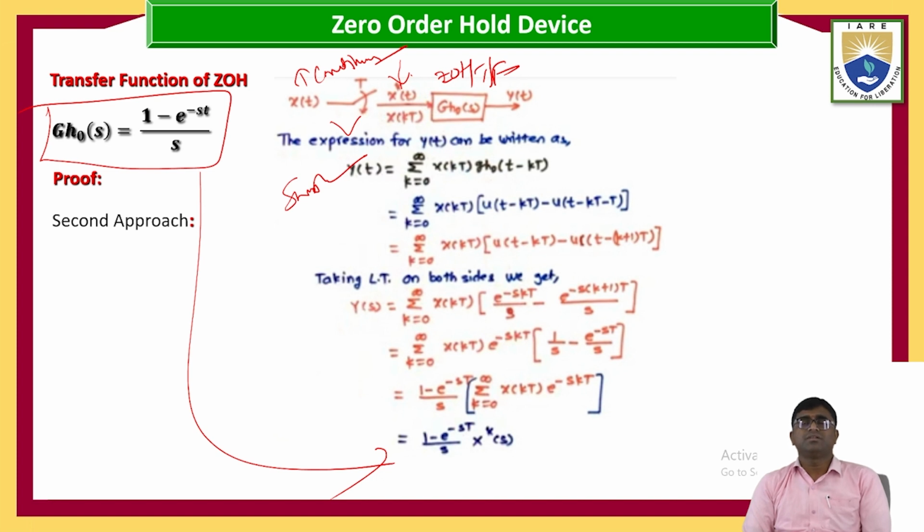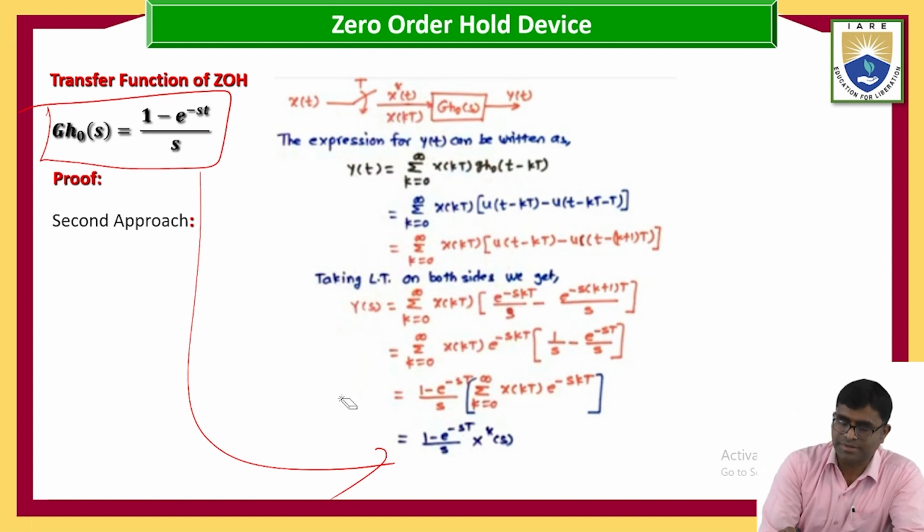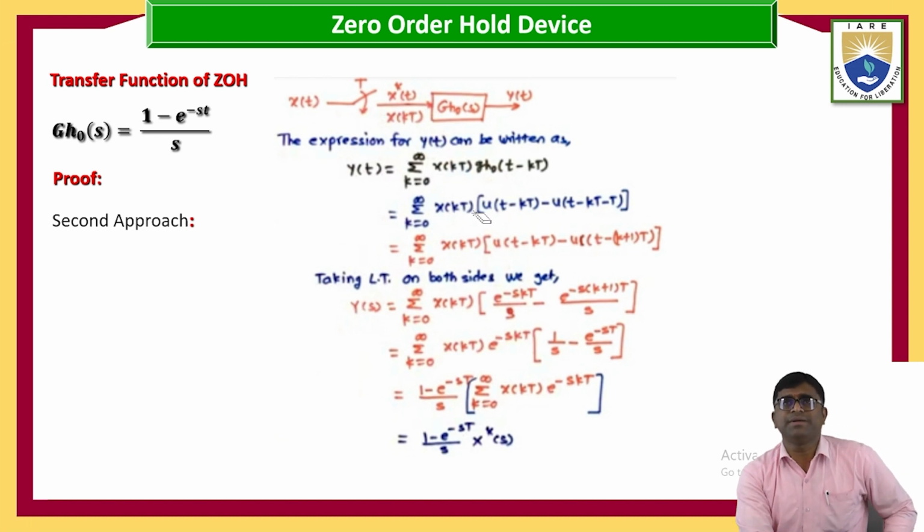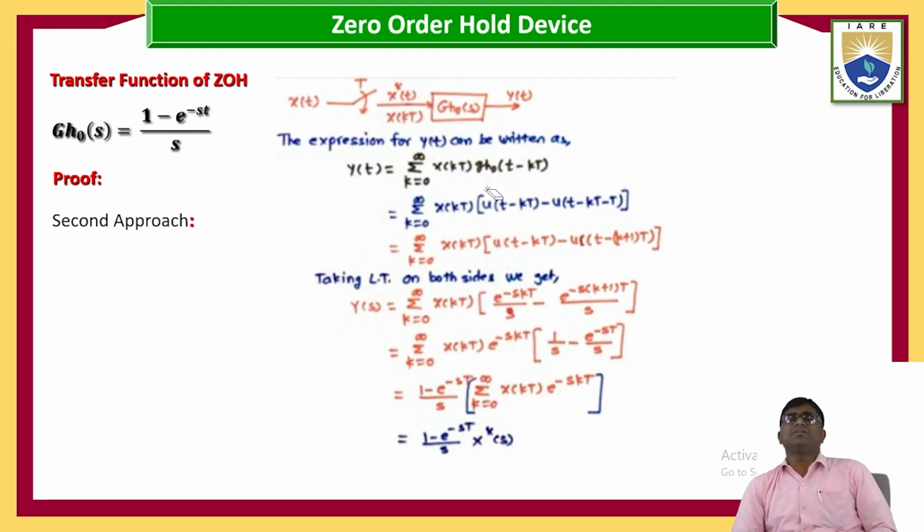This method is the convolution method. See this one. The expression for y of t can be written as y of t equal to sigma k equal to 0 to infinity x of kT into g of t minus kT. Okay, this is our convolution function.